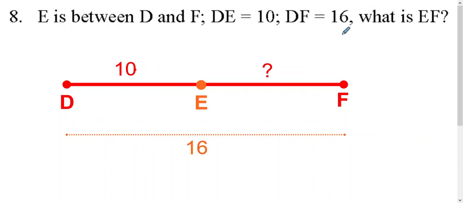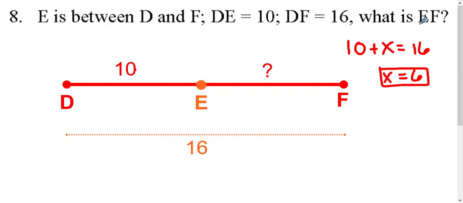I can set up an equation to solve this. I know that my 2 smaller sections, 10 plus something, which we'll use a variable for, is 16. Then when I subtract 10 from both sides, I get x equals 6. Not really our answer yet, because we're asked what is EF. Well, we know that EF is x, so we can substitute it in. We now know that EF is 6. This is our final answer.